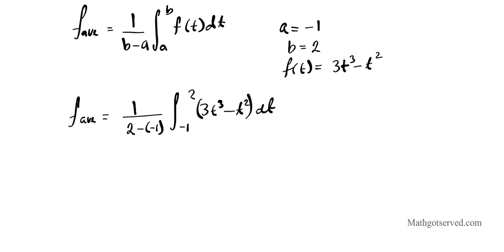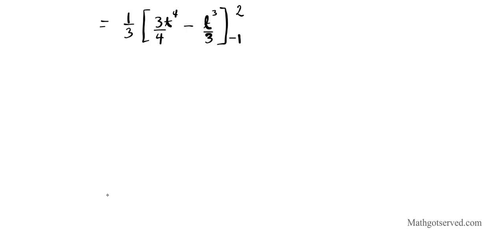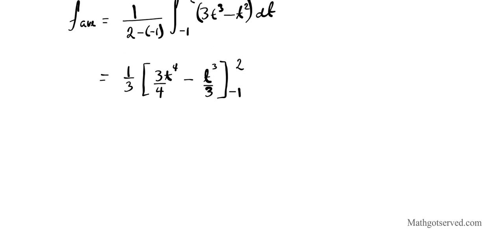So let's go ahead and evaluate this definite integral. It's going to be 1/3, and then using the power rule for integration, it's going to be 3t to the fourth over 4 minus t to the third over 3, evaluated from negative 1 to 2. Okay? So using FTC part 2, we're just going to plug the limits of integration into the function and evaluate.